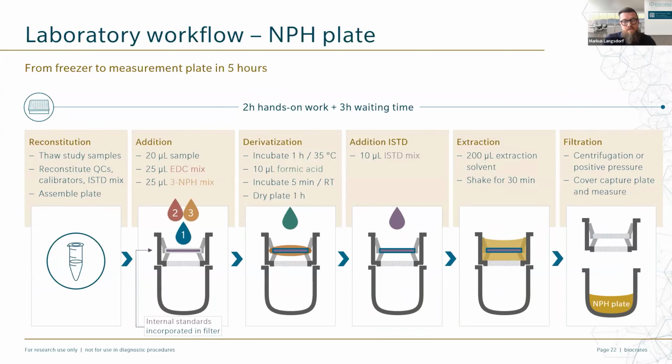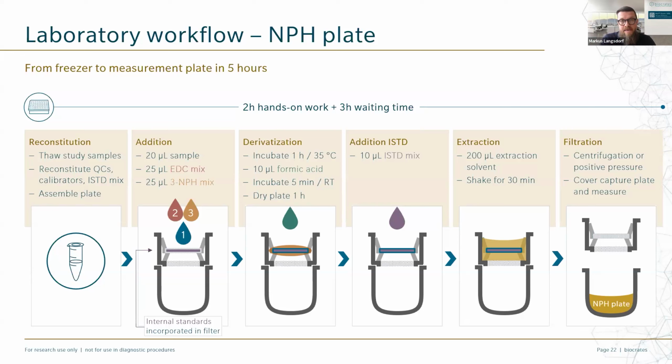You assemble the plate. That means you just attach the filter plate to the collection plate with tapes. Then you start adding your sample. Then you add the EDC mix and the 3-NPH mix, which is for derivatization. Then you incubate for an hour at 35 degrees, using a plate heater. You can use a plate shaker with a heated lid for this, or just an oven, for example.